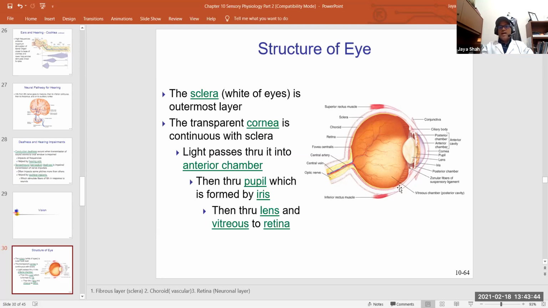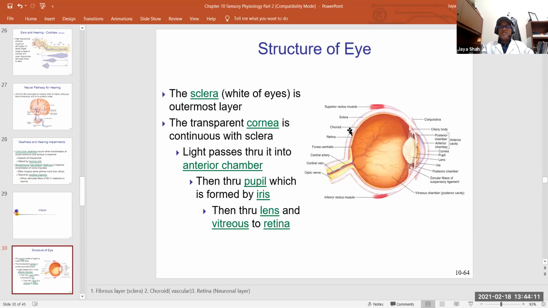So eyes are attached to your orbital cavity, to the bones, through a lot of ligaments and very strong muscles. Those are called extrinsic eye muscles. They are superior rectus, inferior rectus, superior oblique, inferior oblique, lateral rectus, and medial rectus. Okay. Now, if you remove fat, muscles, everything, then you have an eyeball here.